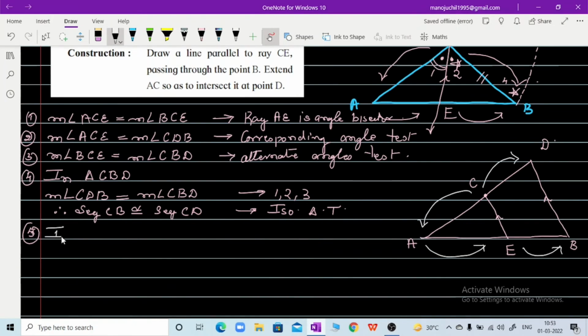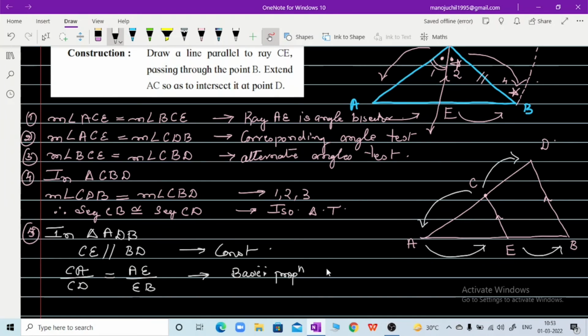So in triangle ADB, CE is parallel to BD. This is by construction. Therefore, if I apply BPT, I get CA upon CD is equal to AE upon EB. This comes by the basic proportionality theorem, what we call BPT.